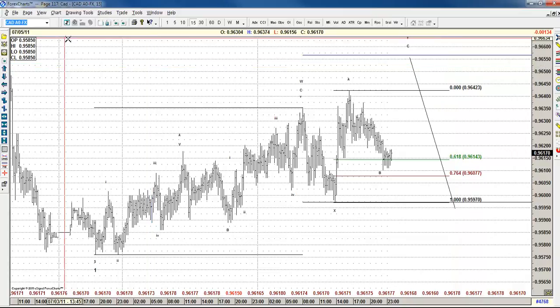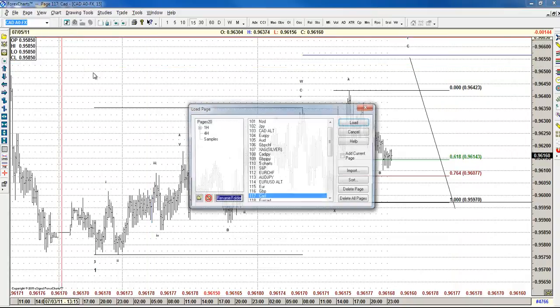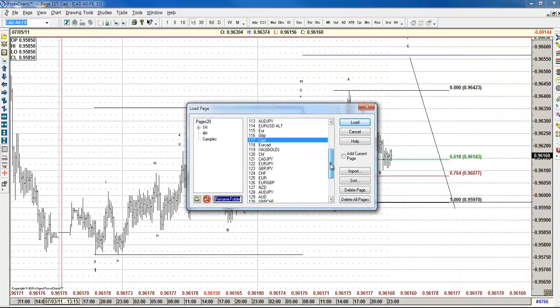That strong dollar is the one that can take the euro into the 5th wave. Alright? Now, let me take a look at the 4-hour dollar CAD.